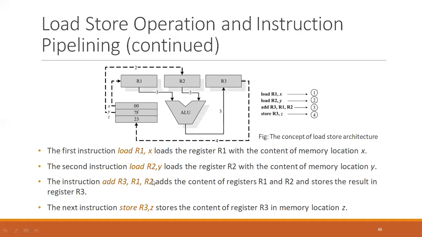The contents of R1 and R2 will be added by the ALU, that is the arithmetic and logic unit, and the resultant value will be stored into a specified register called R3, and the contents of register R3 will be moved to a memory location called Z. This is how your load and store instruction works.